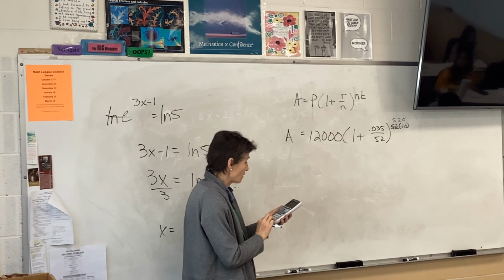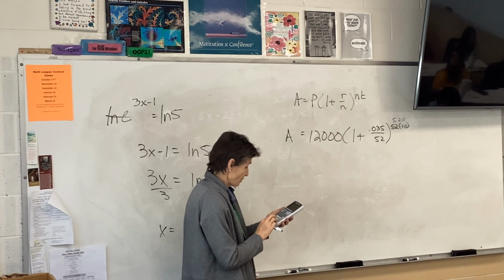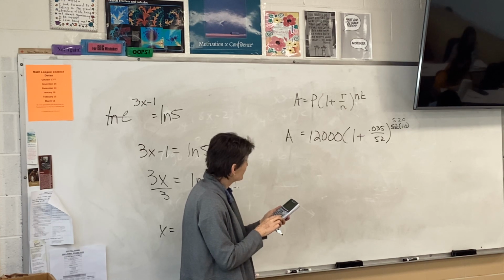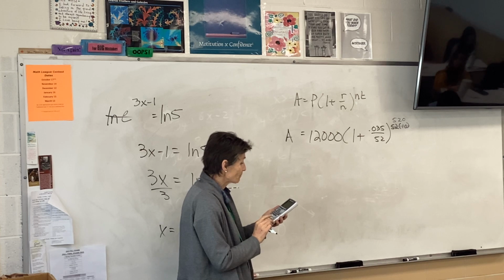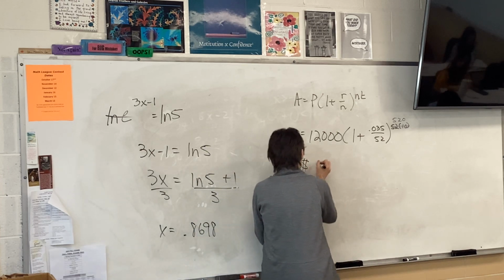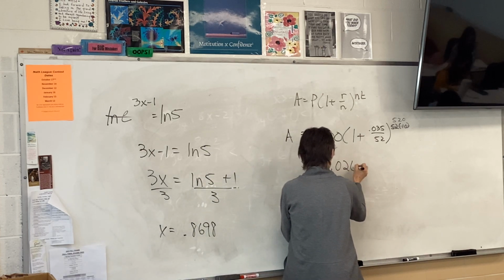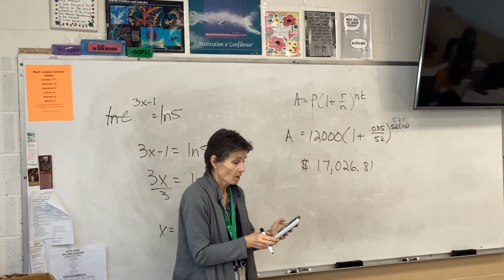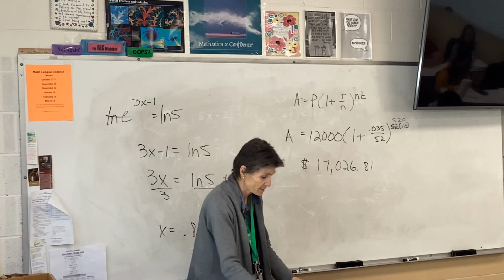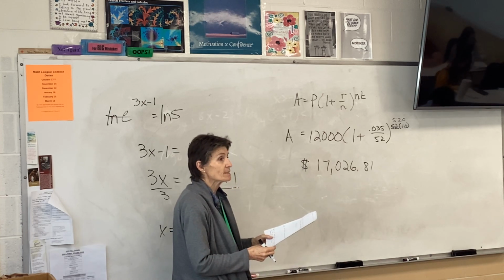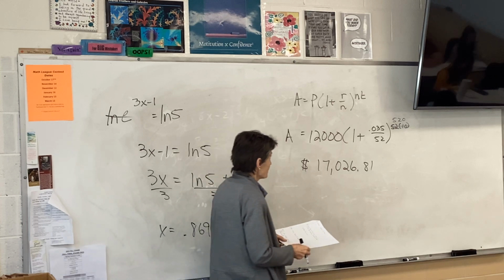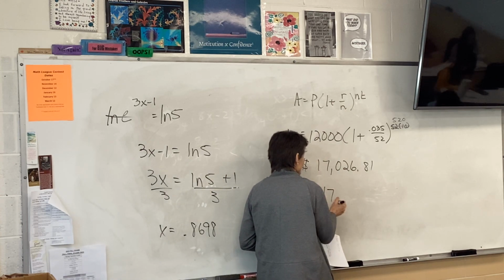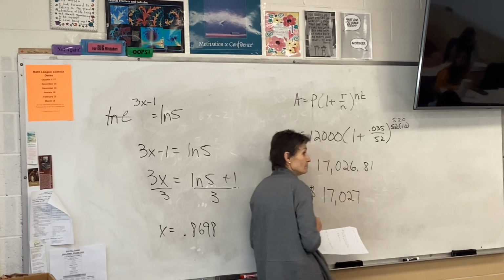So 12,000 parentheses 1 plus 0.035 divided by 52 raised to the 520. $17,026.81. Oh wait, be careful. What do the directions say? To the nearest dollar. So since it's to the nearest dollar, I'll say $17,027.